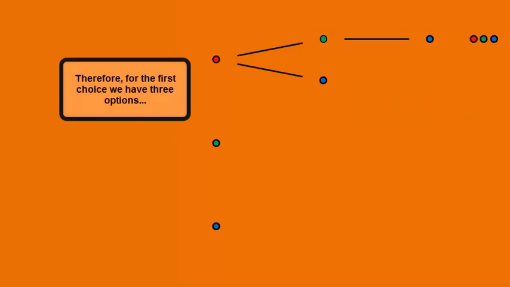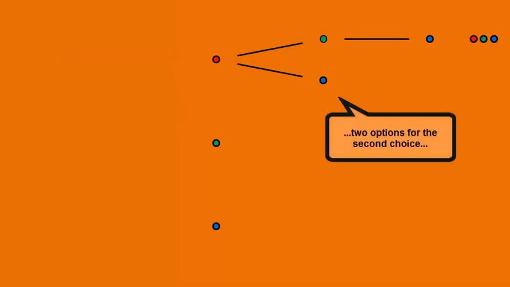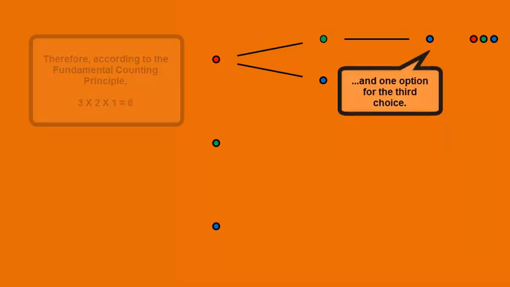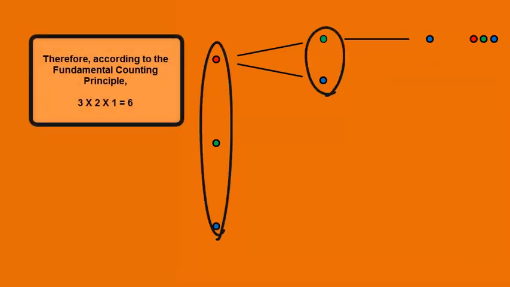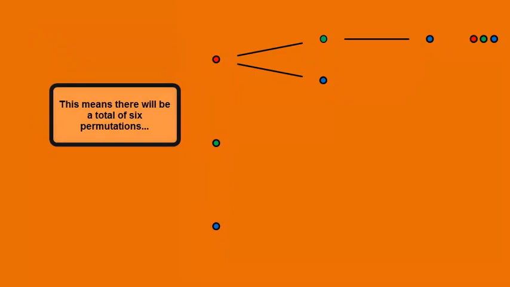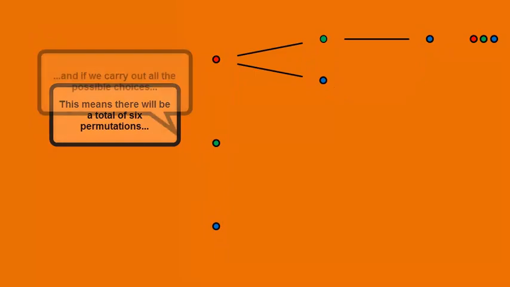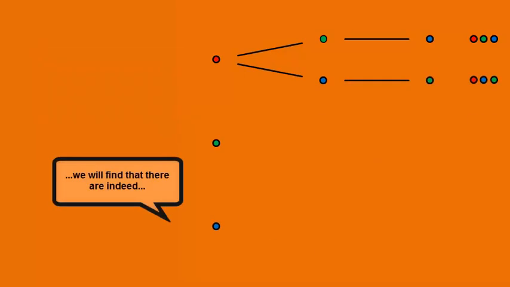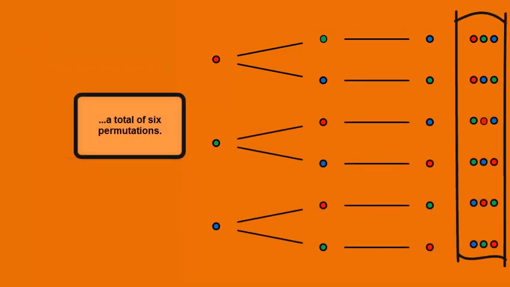Therefore, for the first choice we have 3 options, 2 options for the second choice, and 1 option for the third choice. Therefore, according to the fundamental counting principle, 3 times 2 times 1 equals 6. This means there will be a total of 6 permutations. And if we carry out all the possible choices, we will find that there are indeed a total of 6 permutations.